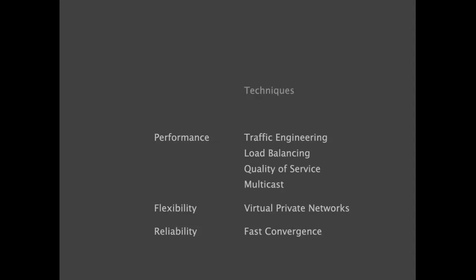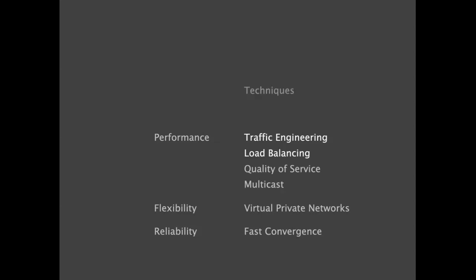I want to quickly give you a very high-level overview of each of the techniques, giving you a teaser of what we'll see together in this lecture, and also hopefully motivate you to continue and take the lecture fully. So let's look first at the performance aspect, and let's look at traffic engineering and load balancing taken together.